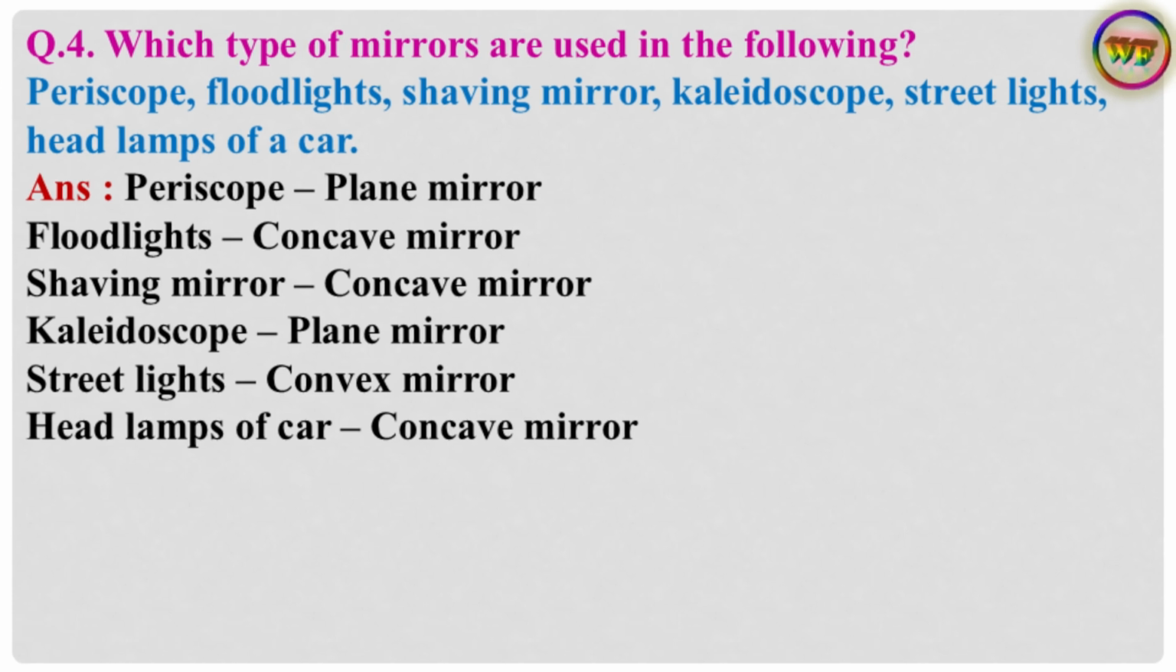Question 4. Which type of mirrors are used in the following? Periscope, floodlights, shaving mirror, kaleidoscope, street lights, headlamps of a car. Answer. Periscope, plane mirror. Floodlights, concave mirror. Shaving mirror, concave mirror. Kaleidoscope, plane mirror. Street lights, convex mirror. Headlamps of car, concave mirror.